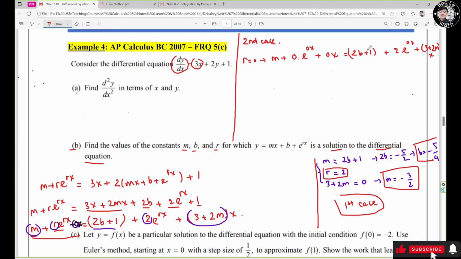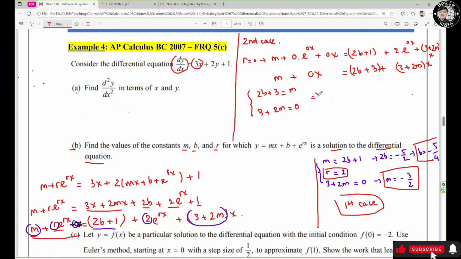Now on the right hand side, observe that this one is a constant, so it could be 2. I'm going to add over here, so this turns out to be 2b plus 3, plus 3 plus 2m times s. Now the left hand side becomes m plus 0s. So I have a system of equations: 2b plus 3 equals m, and 3 plus 2m equals 0.